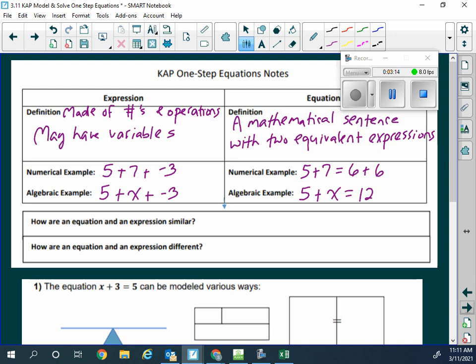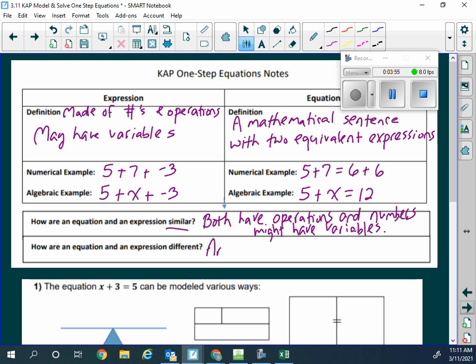Okay? So tell me, what does an expression and an equation, how are they similar? What do they have in common? Both have, well, not just minus, what would you say? Operations. And what do they both have? Numbers. And they both might have variables. Okay? But how are they different? There's one huge thing. Just tell me.